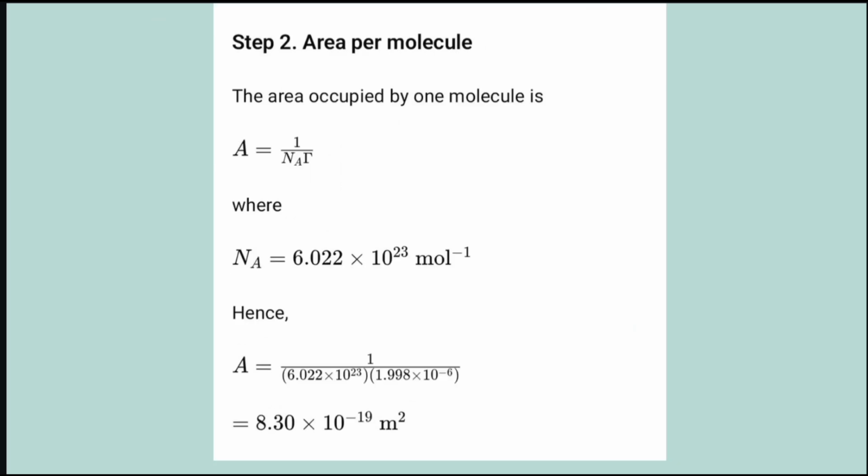Now step 2, area per molecule. The area covered by one molecule is A equal to 1 divided by Na into eta, where Na is equal to 6.022 into 10 to the power 23 per mole. Hence, A is equal to 1 divided by 6.022 into 10 to the power 23 into 1.998 into 10 to the power minus 6. That is equal to 8.30 into 10 to the power minus 19 meter square.